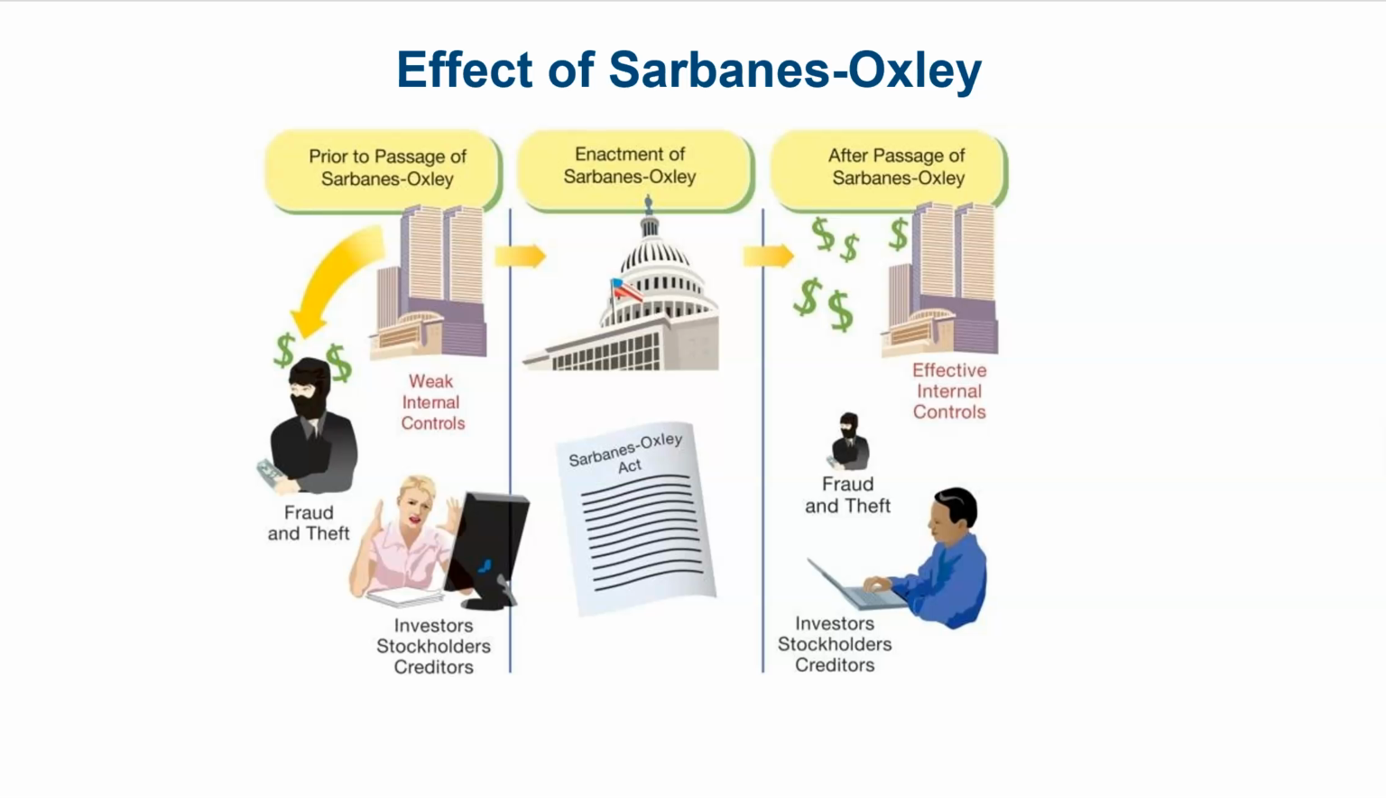And so what happened then was people didn't trust financial reporting. And that is a problem because then people don't want to invest money into these companies. So Sarbanes-Oxley was enacted, and it gave additional assurances to investors, and it made new rules. After its passage, we started to get back the public confidence. People had more effective internal controls, and so there would be less fraud and theft, so the investors and stockholders and creditors could trust the financial statements more.